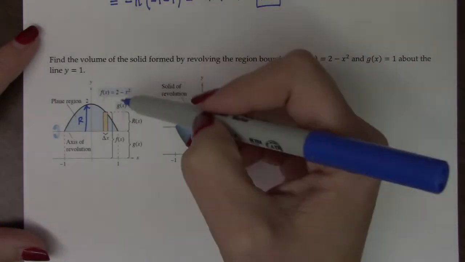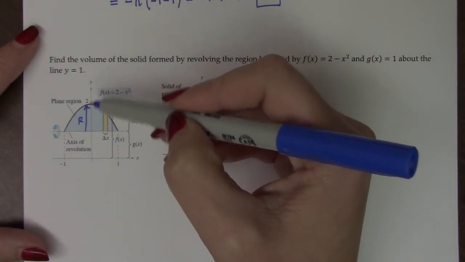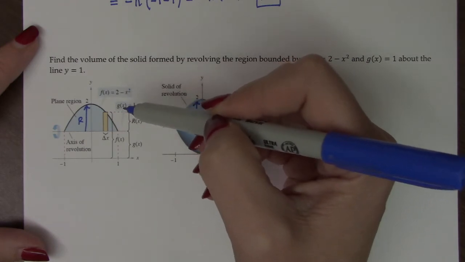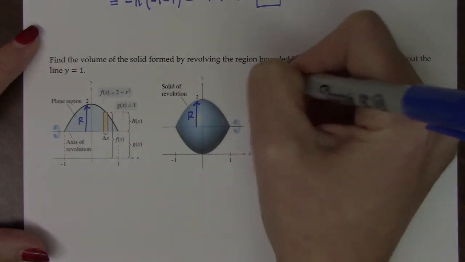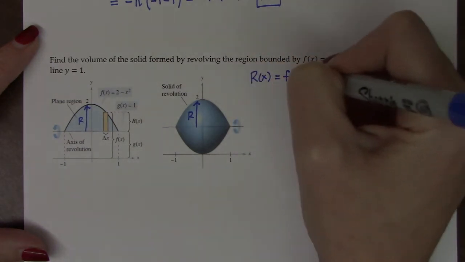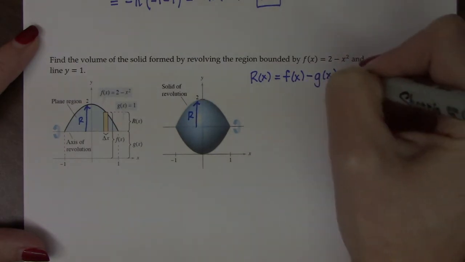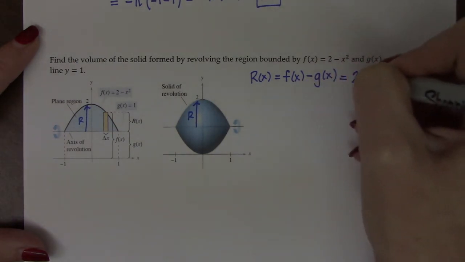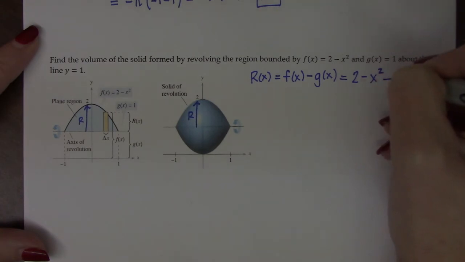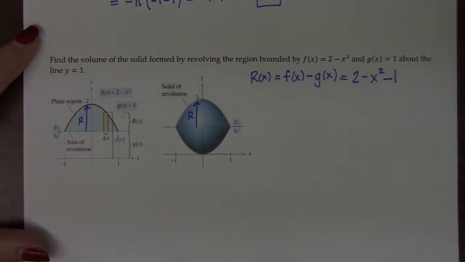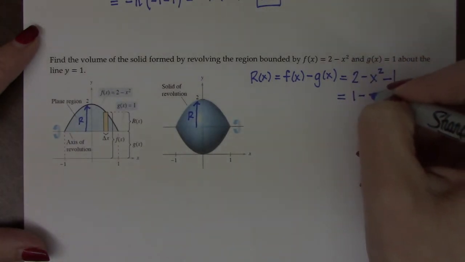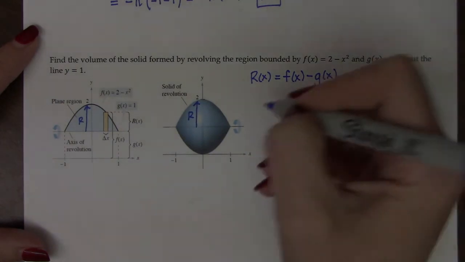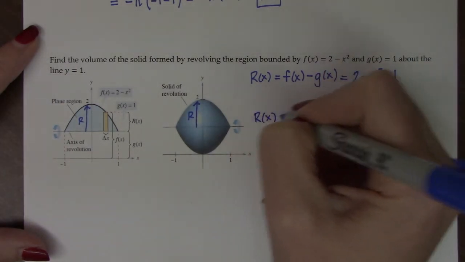So what we have to do now is, when we read this region, remember we read top to bottom, it's going to be f of x minus g of x. So the radius is the top function minus the bottom function. The upper function is 2 minus x squared. The bottom function is 1. So we say 2 minus x squared minus 1. Well, 2 minus 1 is 1, so this just turns into 1 minus x squared. Then we need to square the radius.